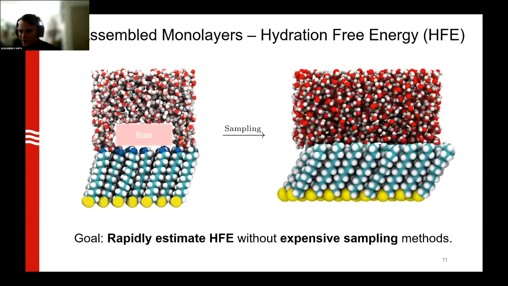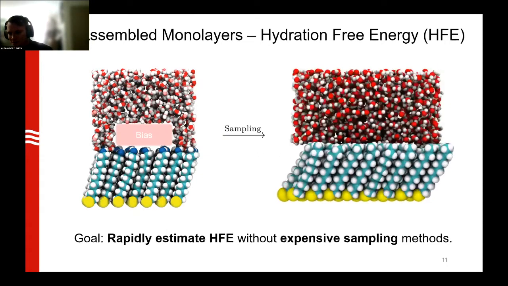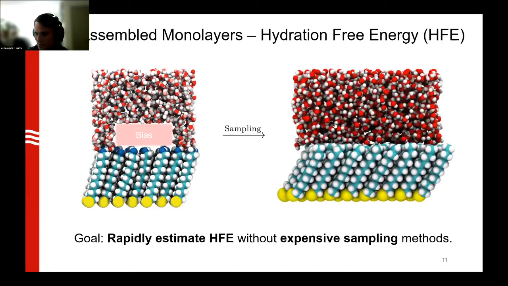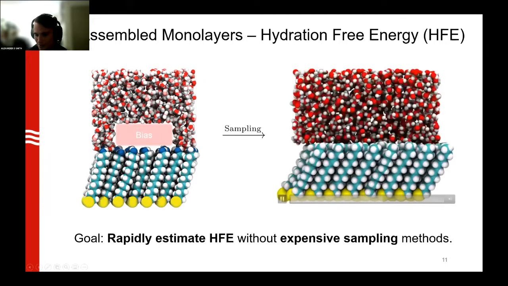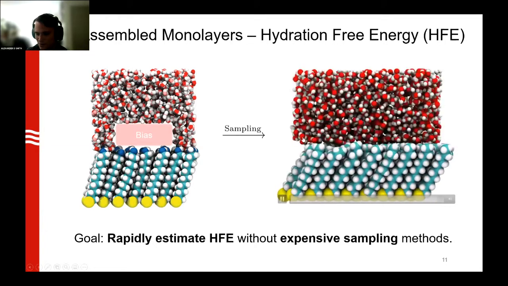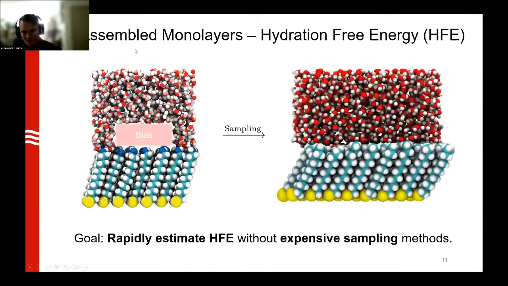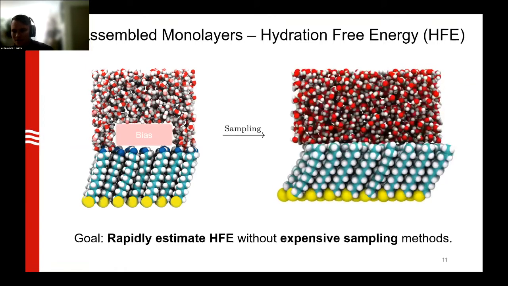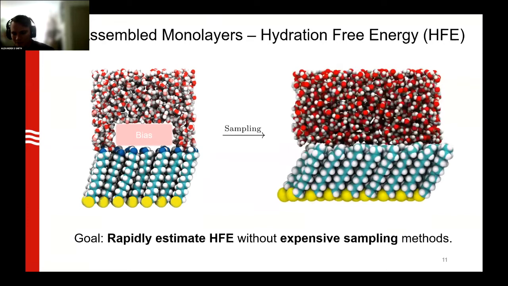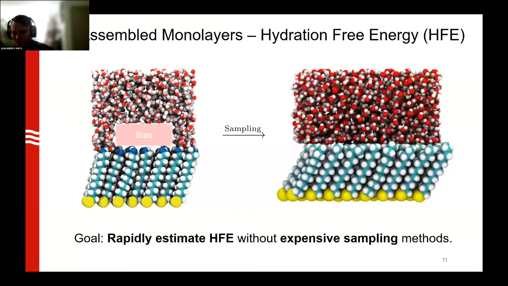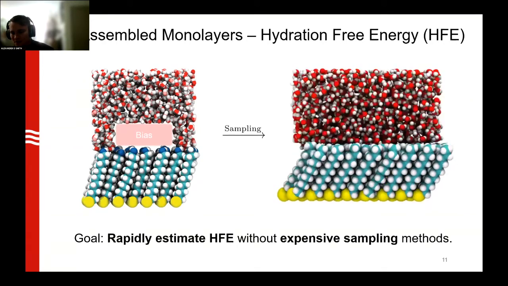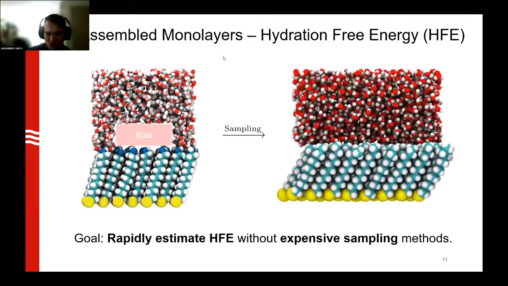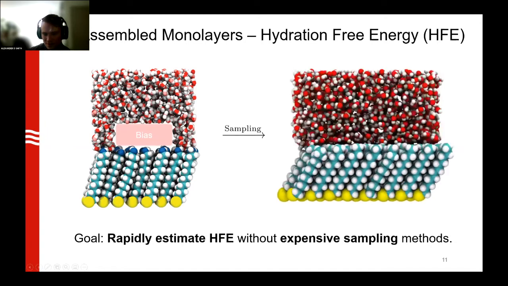Okay, so now I'm going to hop into some of these ideas around molecular simulation. The thing on the right is supposed to be an animation. I hope you can see it as animated, but basically the molecules are bouncing around really quickly. The system that we're looking at here is something known as a self-assembled monolayer. And the thing that we're trying to understand in these simulations for these self-assembled monolayers is something known as hydration-free energy, or HFE.